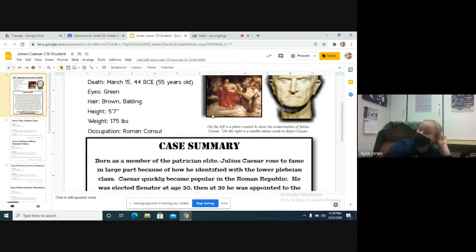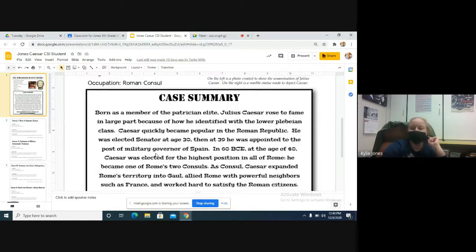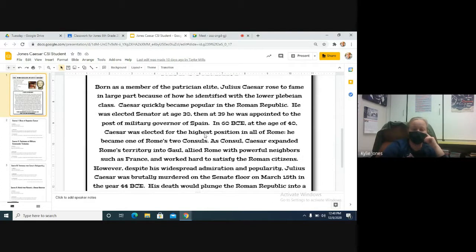Okay, so our case summary here. It says, born as a member of the patrician elite, Julius Caesar rose to fame in large part because of how he identified with the lower plebeian class. Caesar quickly became popular in the Roman Republic. He was elected senator at age 30, and then at age 39 he was appointed to the post of military governor of Spain. In 60 BCE, at the age of 40, Caesar was elected for the highest position in all of Rome. He became one of Rome's two consuls.